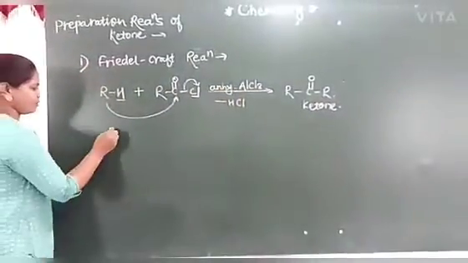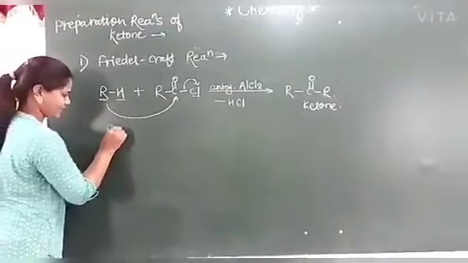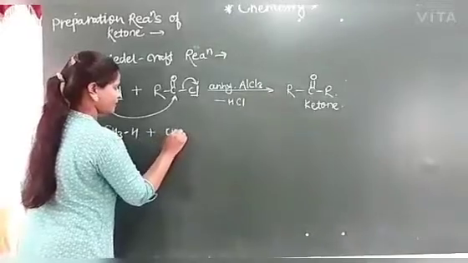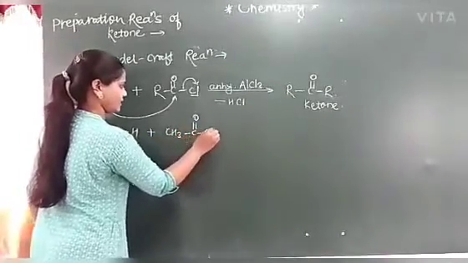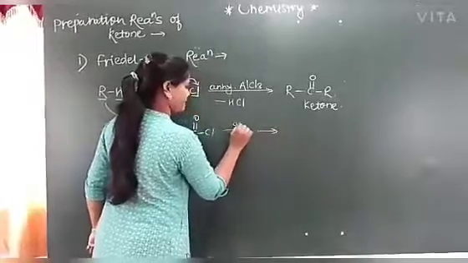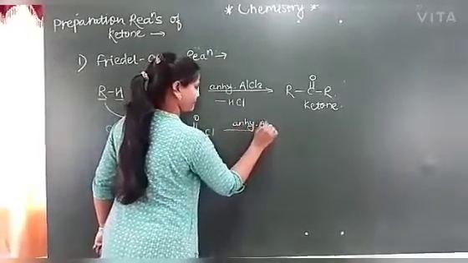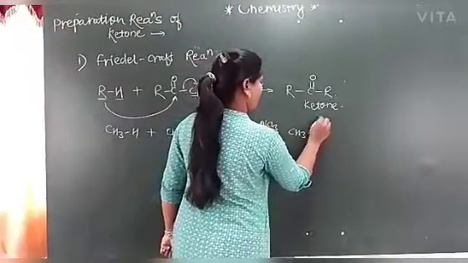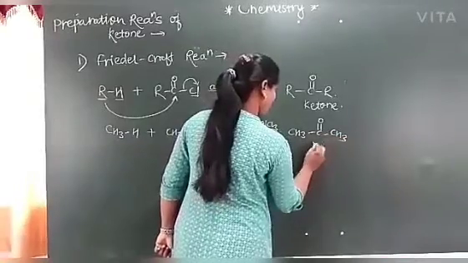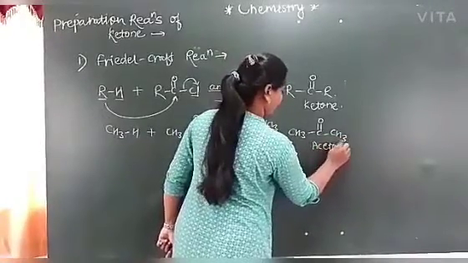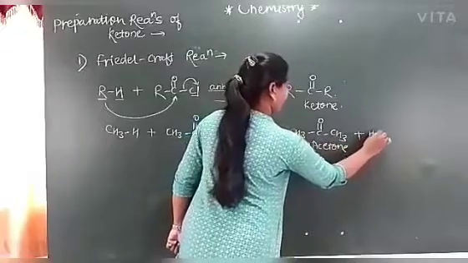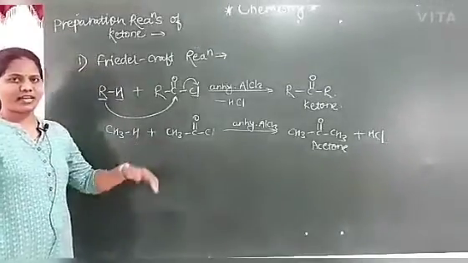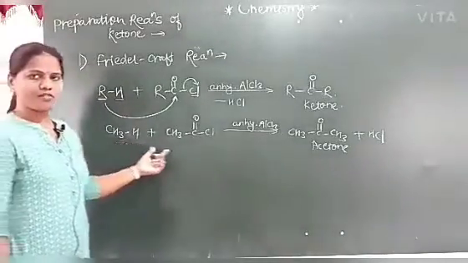Let's see one example of this. When this R is CH3, H, means methane, it reacts with CH3 C double bond O Cl in presence of anhydrous aluminum chloride. It forms CH3 C double bond O CH3. This is acetone, and the byproduct as usual is HCl. By the help of this reaction we can prepare aliphatic ketone and aromatic ketone. This is the example of aliphatic ketone.